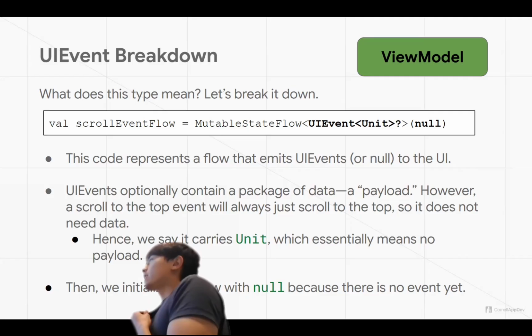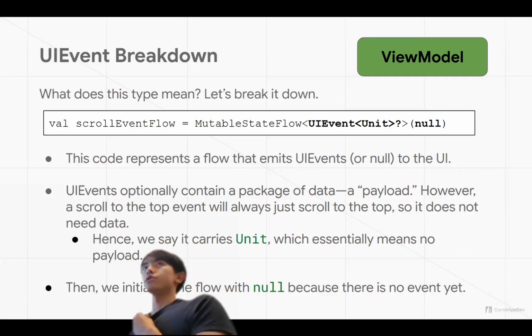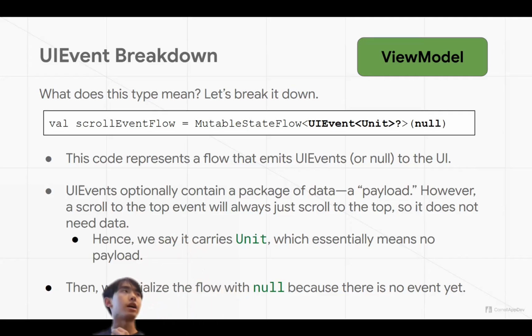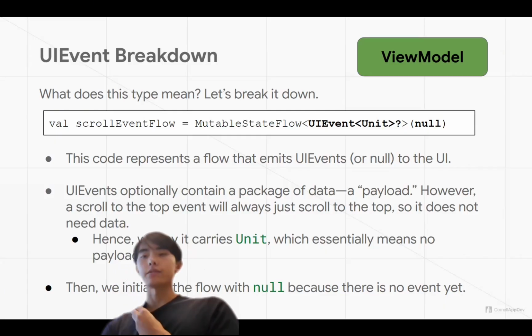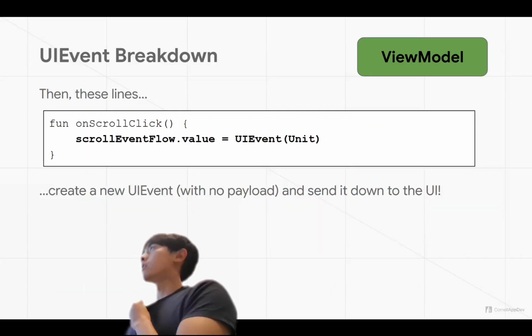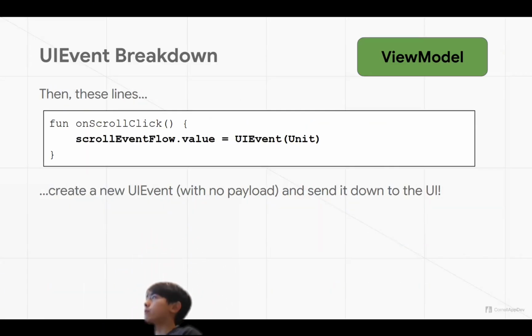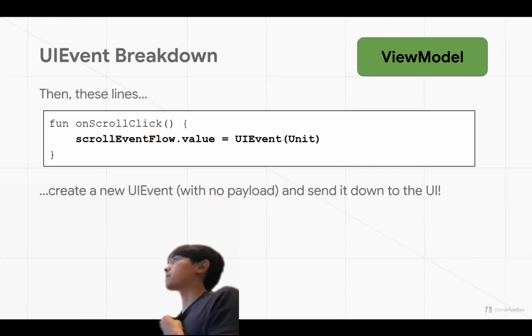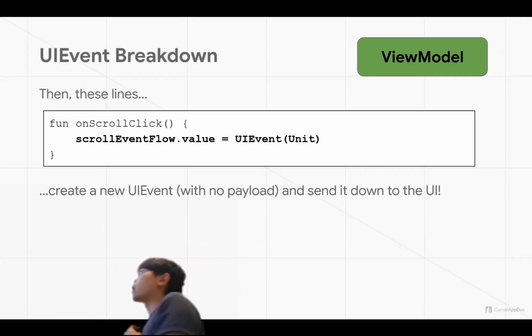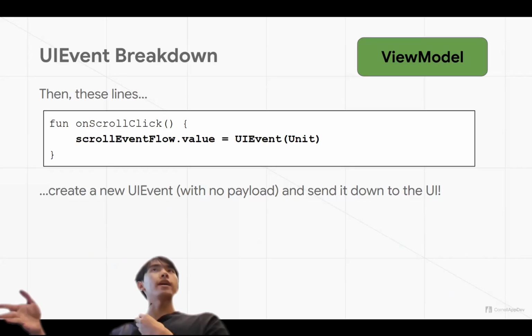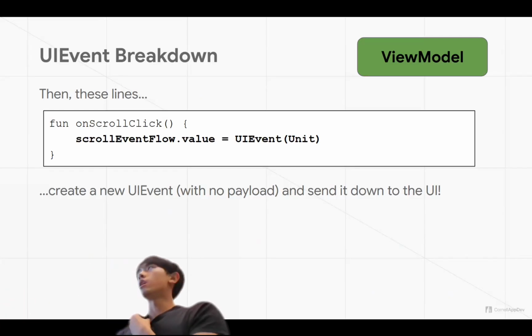And then we'll initialize the flow with null to indicate that there's no event. You should not scroll to the top. Nothing's happening. And then this line of code: when that back to top button is pressed, we'll create a new UI event, again with no payload, it's just unit, and then send it down to the UI to notify it that this event occurred, and you should scroll to the top.